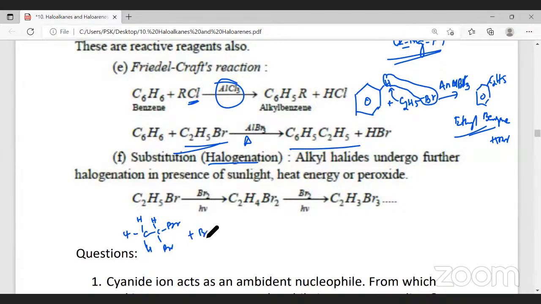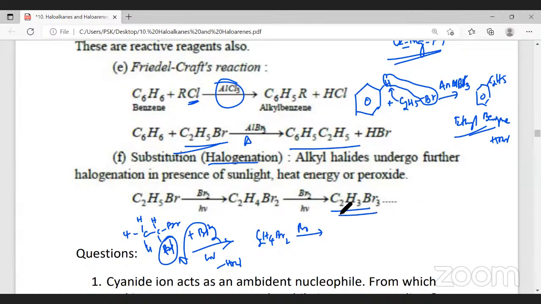This, when you brominate with Br2 in the presence of sunlight, what happens? One of the hydrogens gets eliminated as hydrogen bromide, and in place of that hydrogen, one more bromine goes. So you get C2H4Br2. Similarly, with bromination, all the hydrogens can be substituted. The reaction goes on, C2H3Br3. Did you follow? This is called a substitution reaction because one of the hydrogens is substituted by bromine. Followed with this?